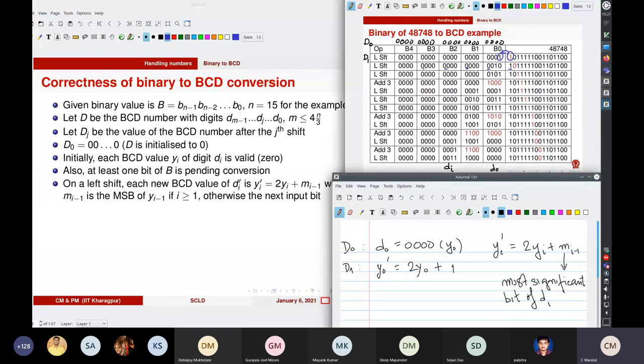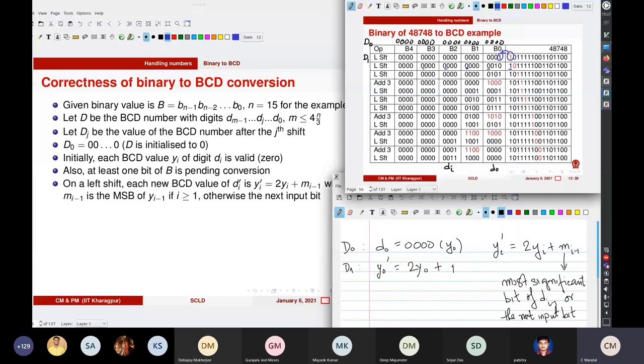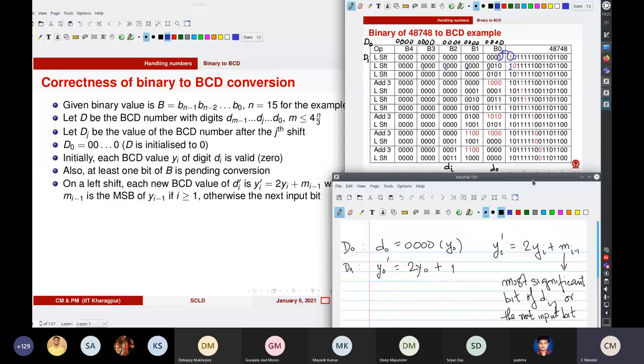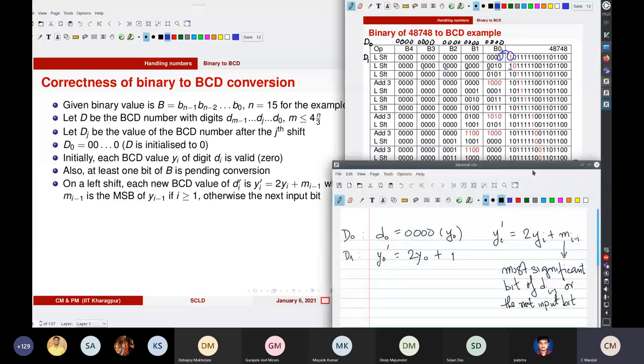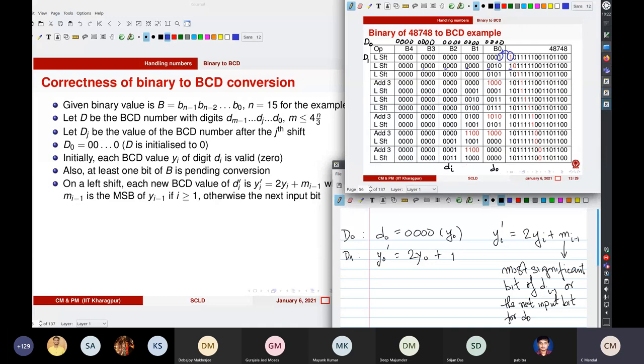of di minus 1, or the next input bit. For D0 it is the next input bit, as you can see. So this is what is happening.